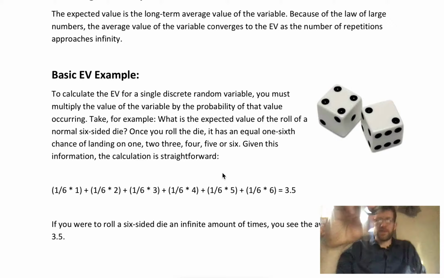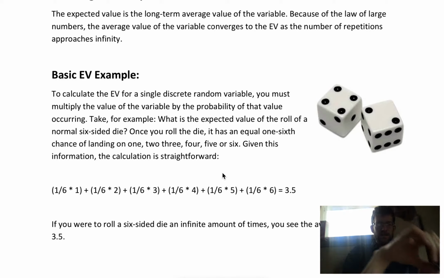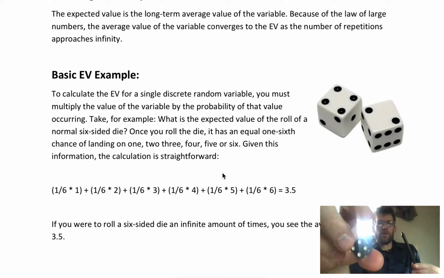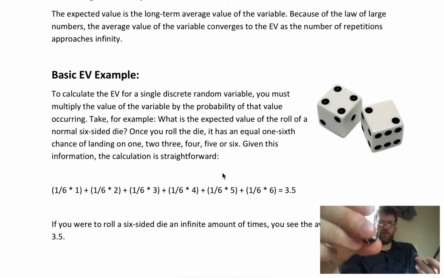A really simple example would be like a die. So I have a die right here. It has 6 sides. Each side has a different number on it. So oftentimes you'll use these numbers as the value. So the question here is, on average, what's the expected value of a single die roll?